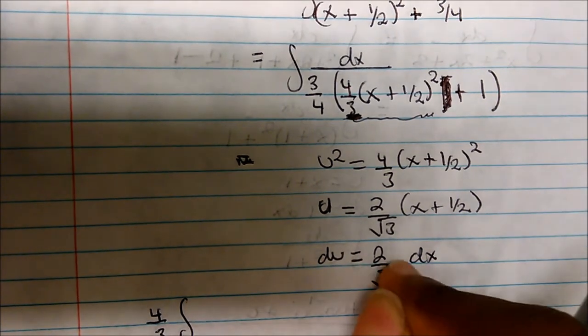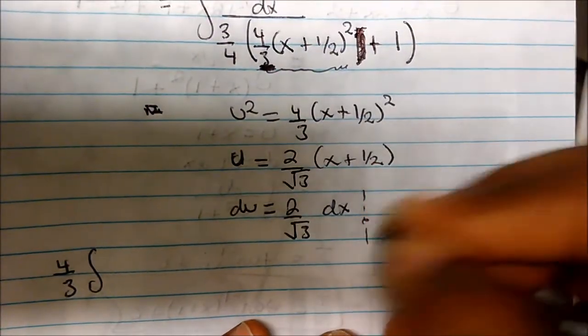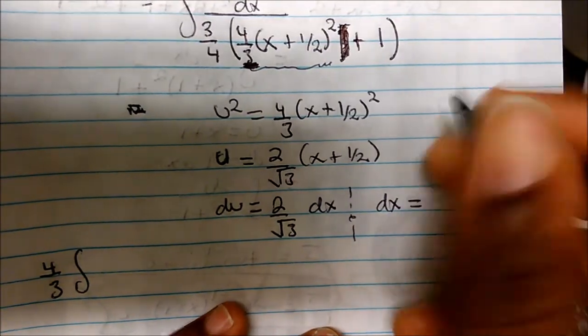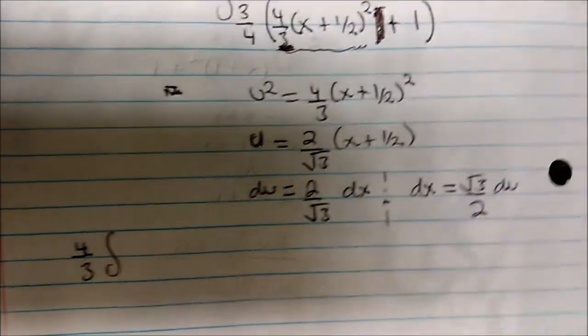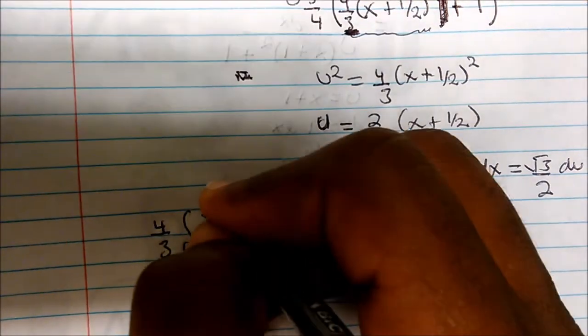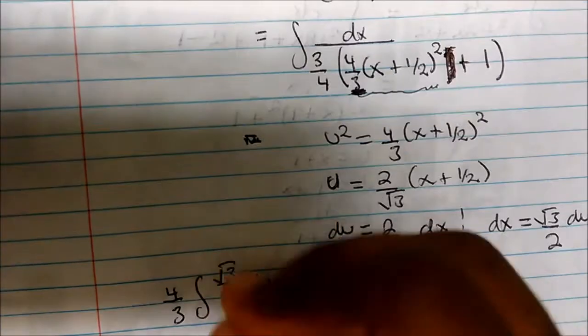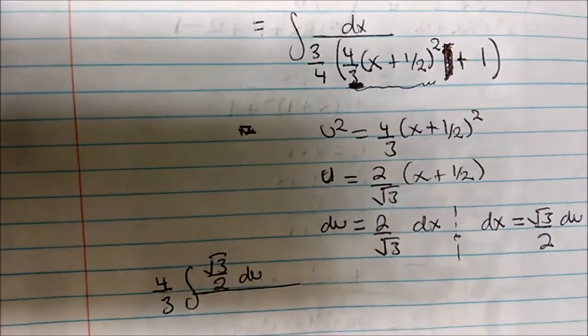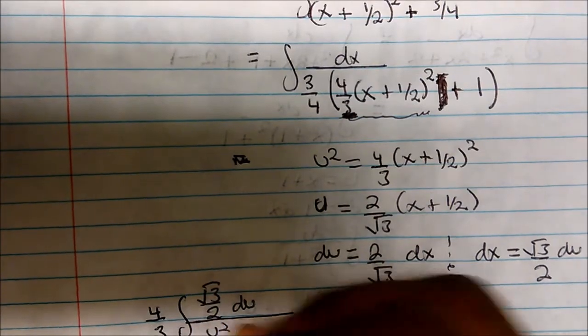Well, I know du is equal to 2/3 the square root of 2 divided by the square root of 3. So if I multiply by the reciprocal, that will get the dx by itself. So dx is actually equal to the square root of 3 over 2 du. This replaces my dx. I'm going to divide that by u squared, so this whole term is now u squared plus 1.